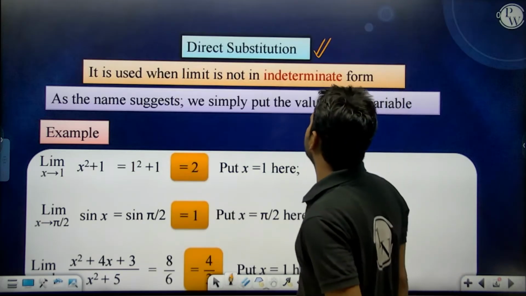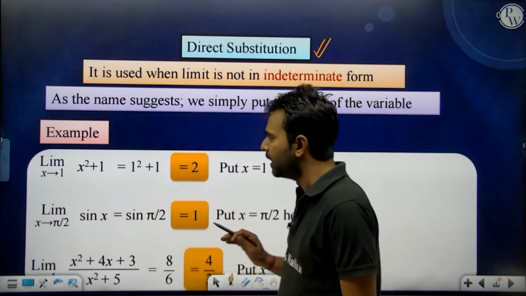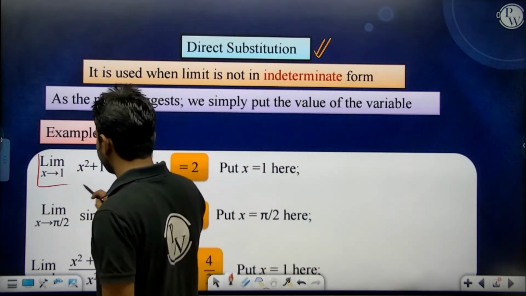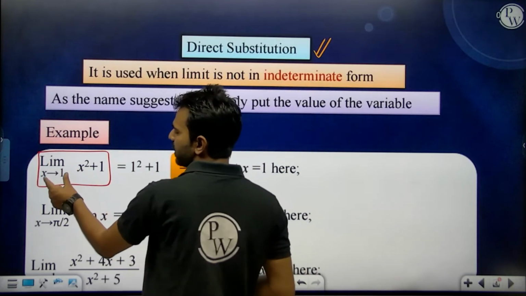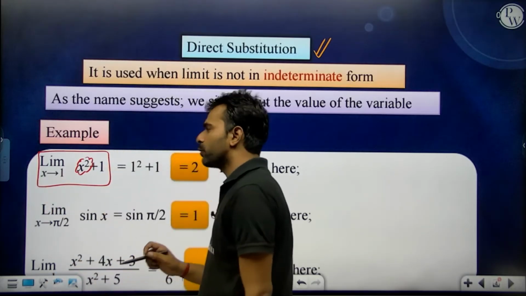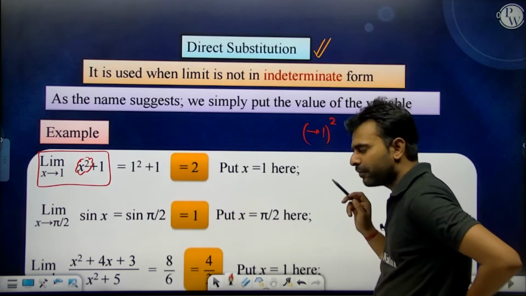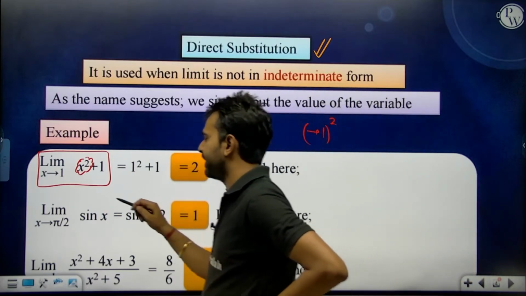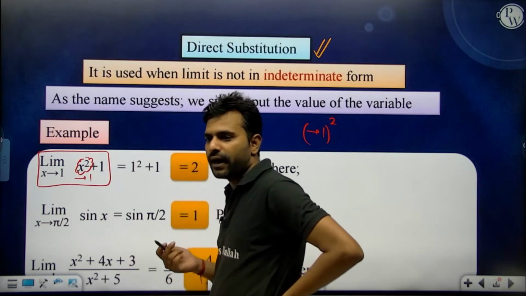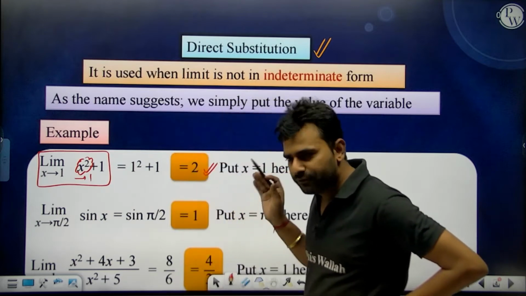It is used when the limit is not in indeterminate form. If an indeterminate form is not getting formed, then you can directly substitute the value. Let's say I want to find out the value of this particular thing. Now x is moving towards 1. So this x square will move towards where? Sir, if x is moving towards 1, then this particular thing will move towards 1 only, because this is not an indeterminate form. And 1 plus 1 will be moving towards 2, since this is not an indeterminate form. So we have got the value of the limit.